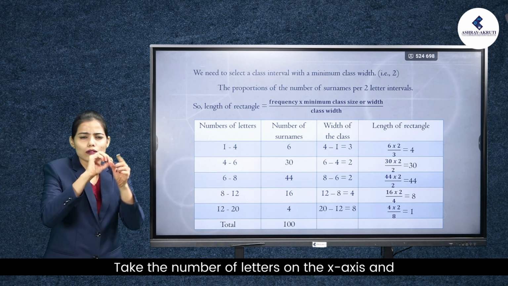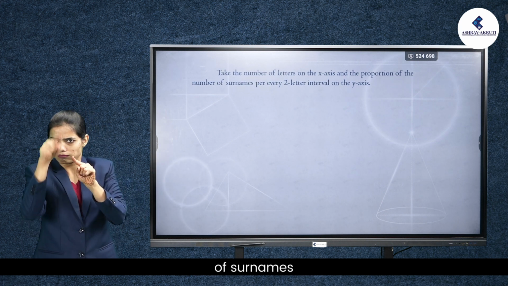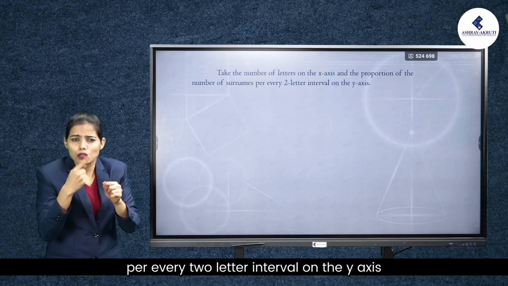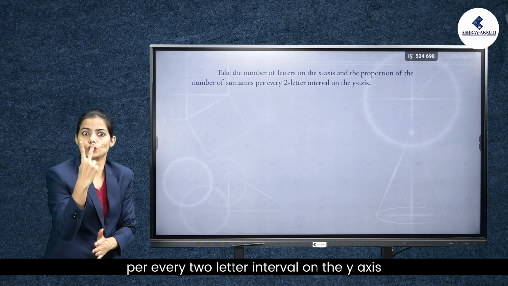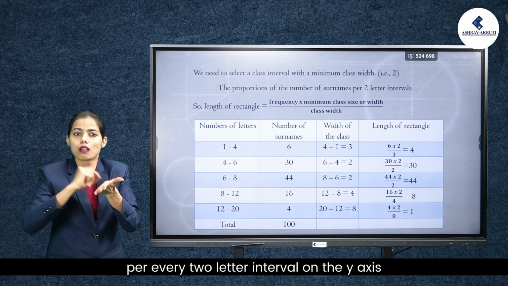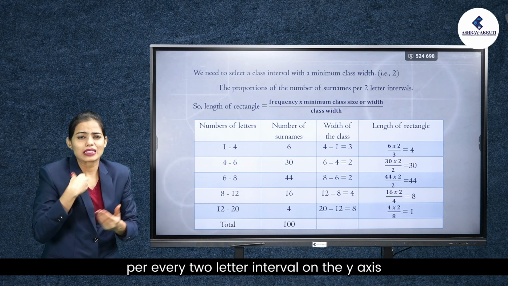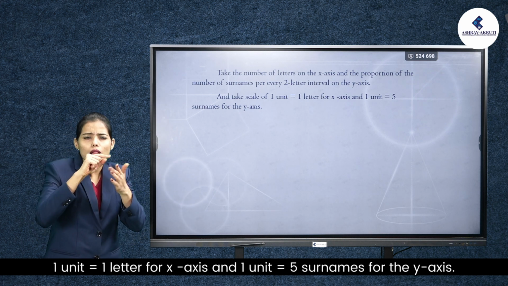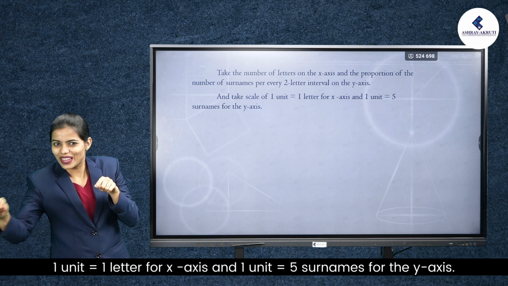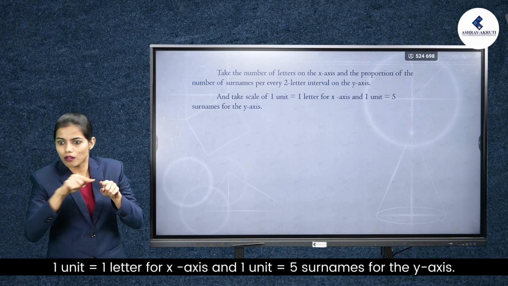Take the number of letters on the x-axis and the proportion of the number of surnames per every 2-letter interval on the y-axis. And take scale of 1 unit is equal to 1 letter for x-axis and 1 unit is equal to 5 surnames for the y-axis.